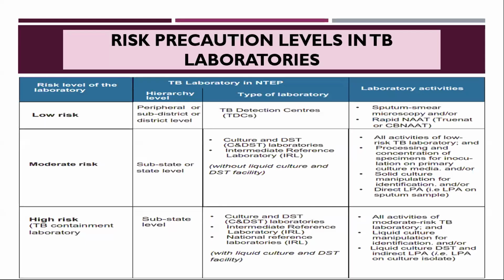High risk laboratory is a TB containment laboratory. This is at a higher level. It may be situated at a STDC, culture and DST laboratory, an intermediate reference laboratory, or a national reference laboratory, where we handle liquid culture and DST is also done. So we need more protection here. Again, all activities for low risk and moderate risk labs apply, as well as liquid culture manipulation for identification or DST, or indirect LPA, where we first do the culture and from the culture we do the LPA. So this is a high risk TB containment laboratory.